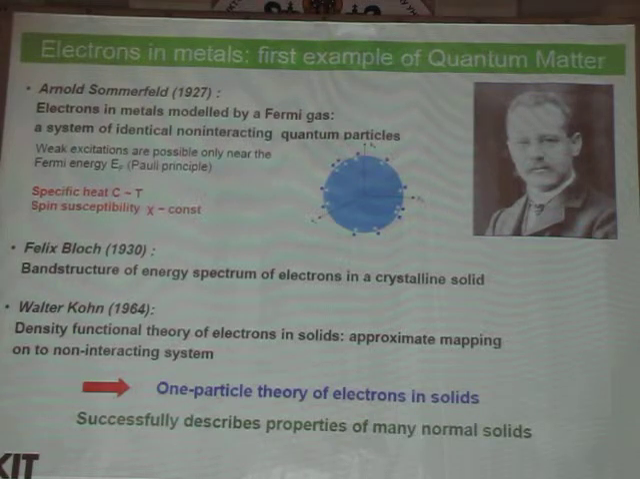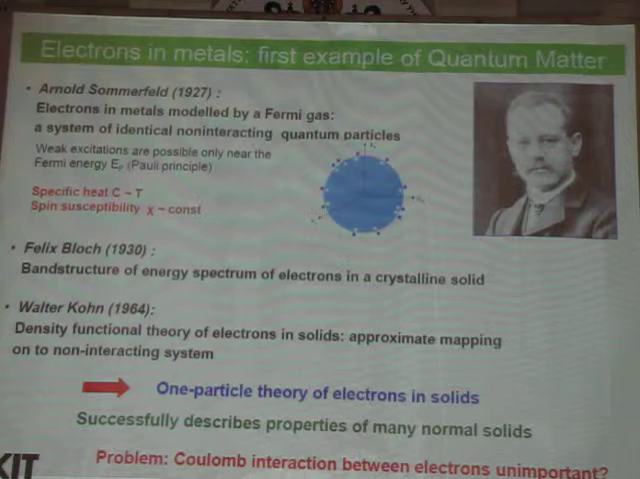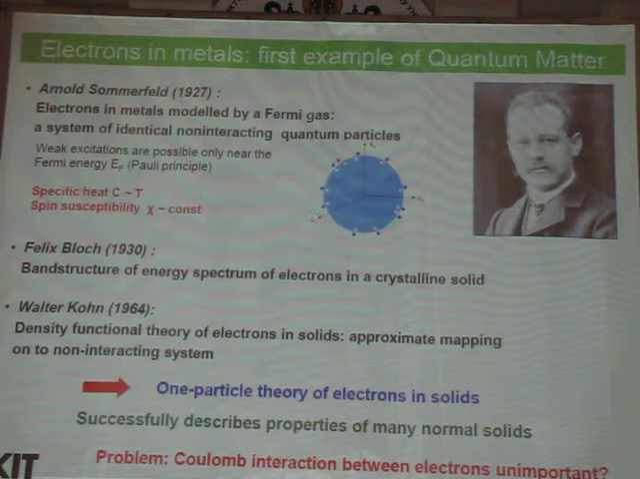However, we should keep in mind that it's actually a miracle why such a theory should work, because there's electron-electron interaction. And as we know, for the distances of electrons in a metal, the electron-electron interaction is on the scale of several electron volts. So it's a huge interaction. Why does such a simple one-particle theory work at all?